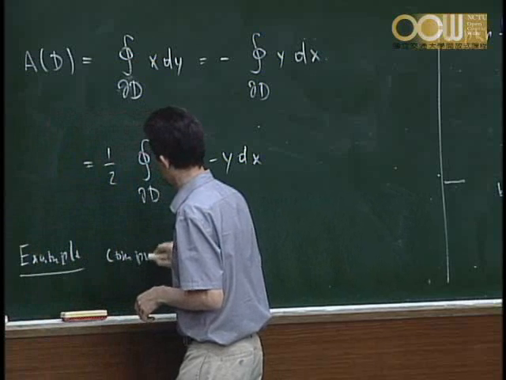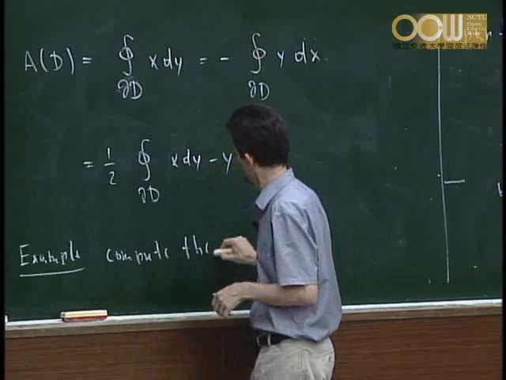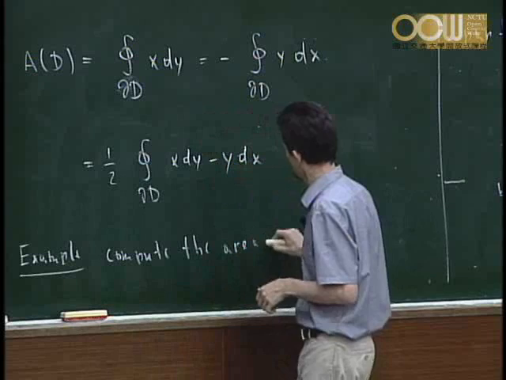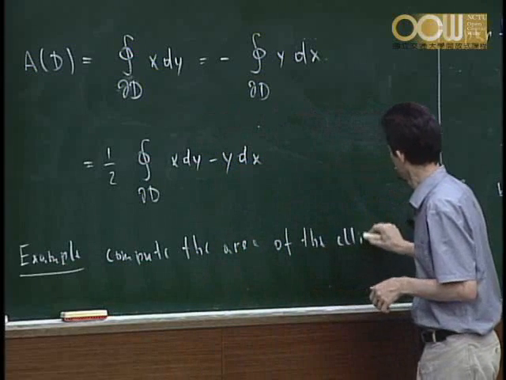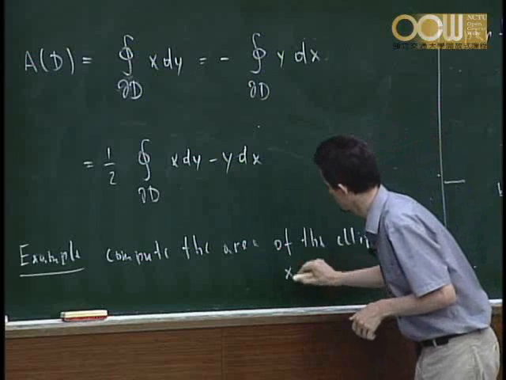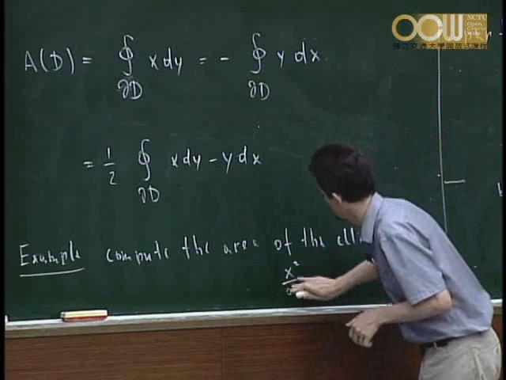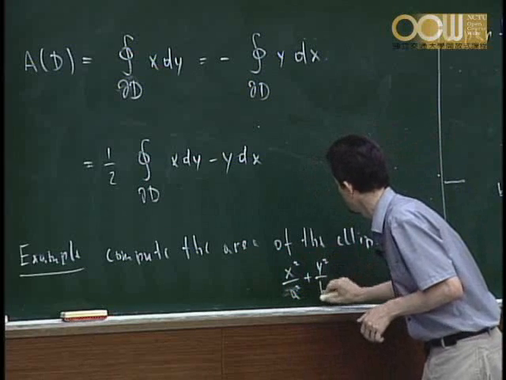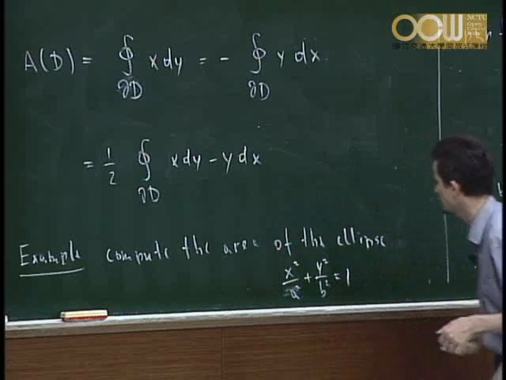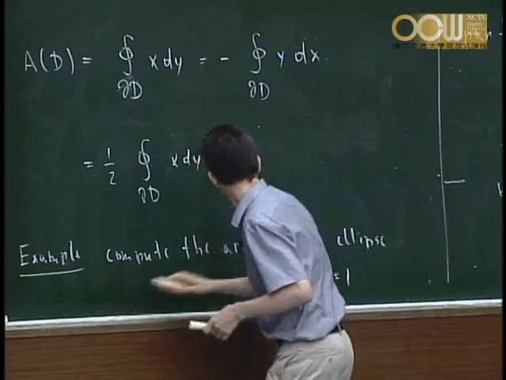Compute the area of the ellipse x squared over a squared plus y squared over b squared equals 1. I should say, the area enclosed by the ellipse.